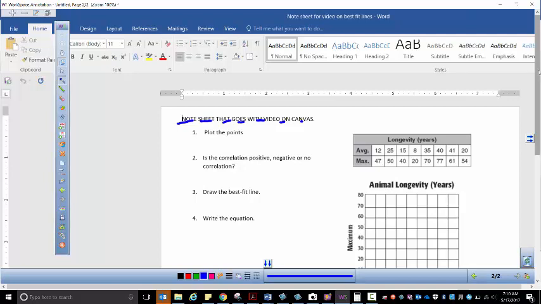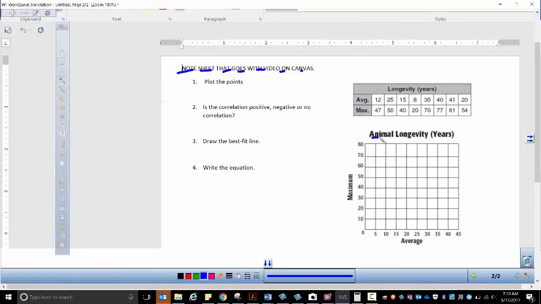And here it has a graph about animals. We're talking about animals and how long they live. Longevity is how many years they live. Okay? So what we're going to do is we're going to make a scatter plot. So the directions say number 1, plot the points. So we're going to plot our points.